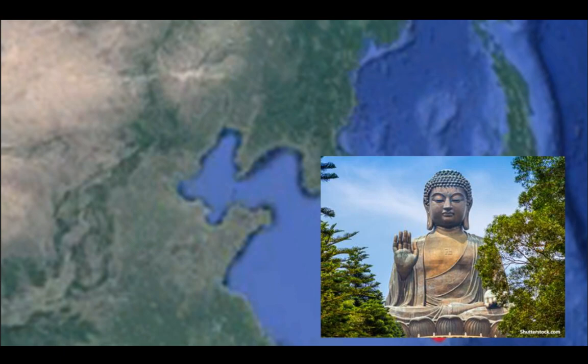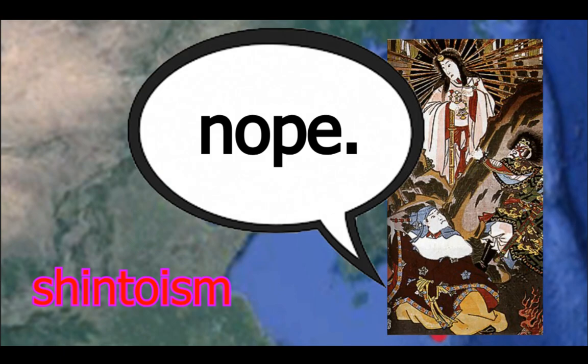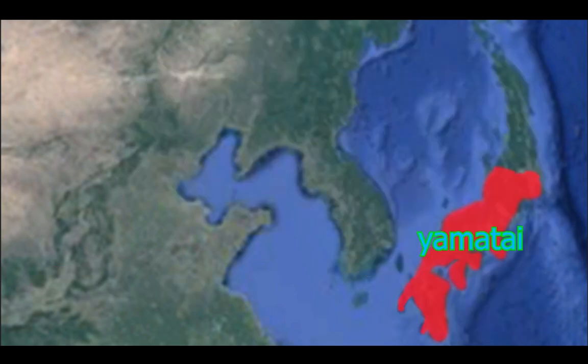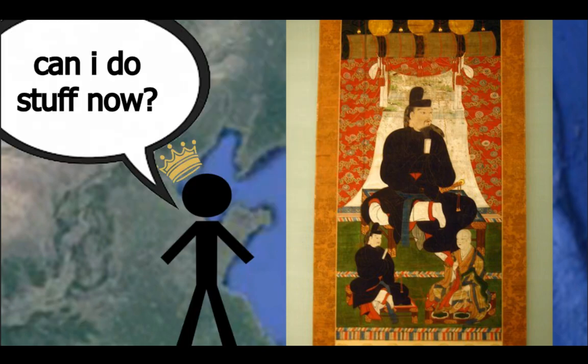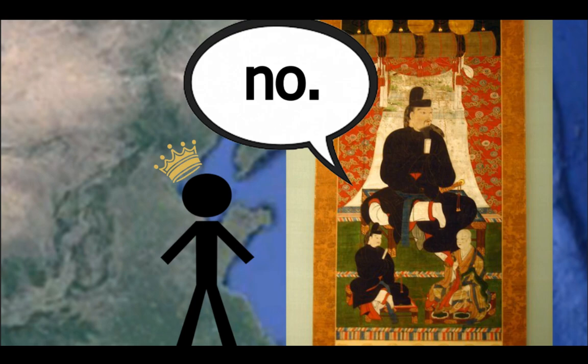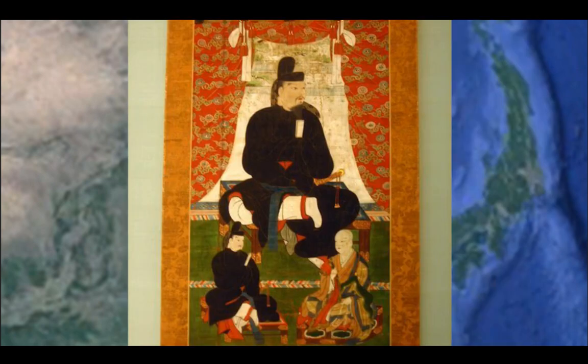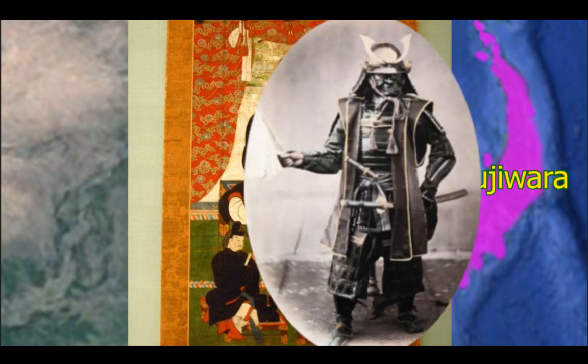Hey, said Buddhism. Am I the main religion now? Nope, said Shintoism, who was already there in Japan. Then the Yamatai expand their empire, and they expand their farms, so now all of Japan can grow rice. Hey, it's the Fujiwara clan, and their job is to protect the emperor. Hey, can I do stuff now? asked the emperor. No, said the Fujiwara, taking all the power for themselves. And now the Fujiwara are controlling Japan with their samurai.